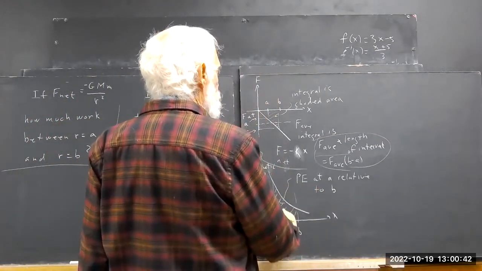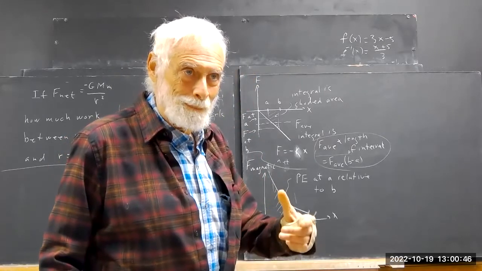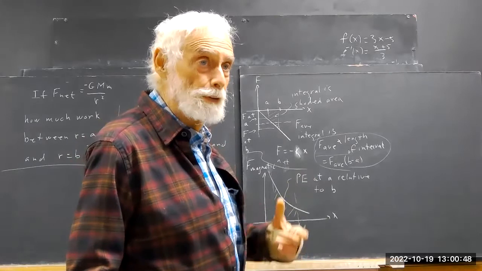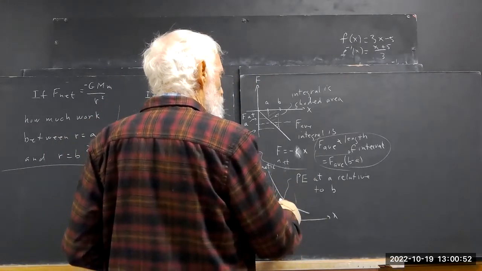Okay, and there's potential energy A relative to C. If you try to do a quick and dirty approximation, well, there's several things you can do. You take that curve and you can break it.